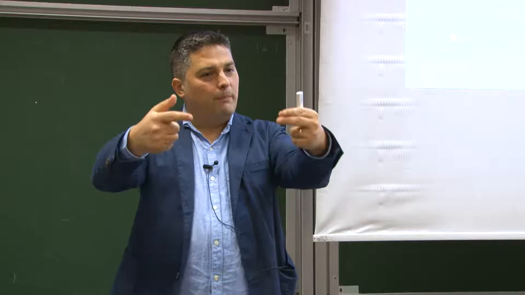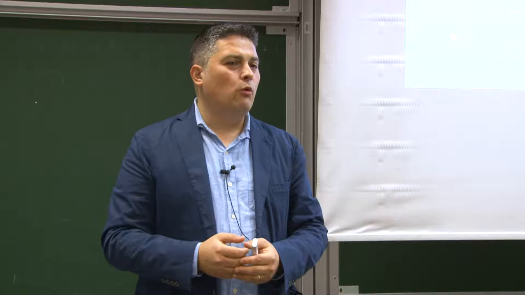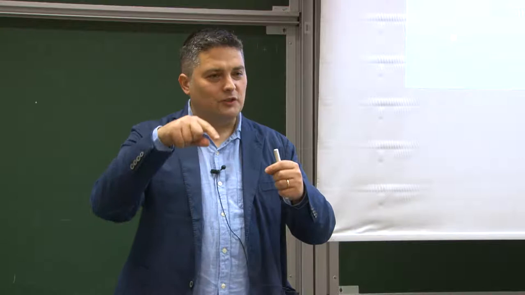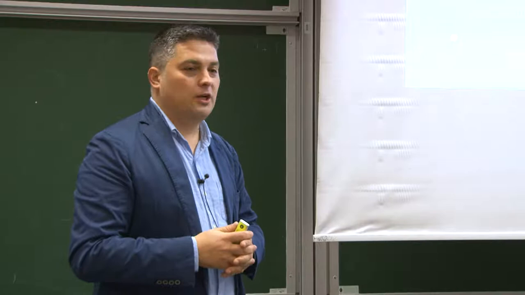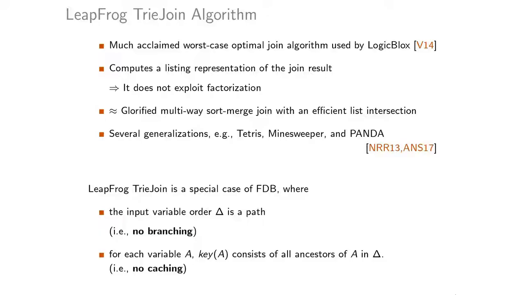Now, as I mentioned before, you don't want to do this only binary, but multi-way, because you want to be able to do this intersection efficiently, because of the issue with intermediate representation. So in this sense, it's a multi-way sort merge algorithm that has efficient list intersection. That is what this algorithm is about. It's a special case of what I presented before, where our variable order is just a path, so there is no branching. For each variable, the keys are just all variables that sit on top. So there is no independence captured by using the keys, and there is no caching.